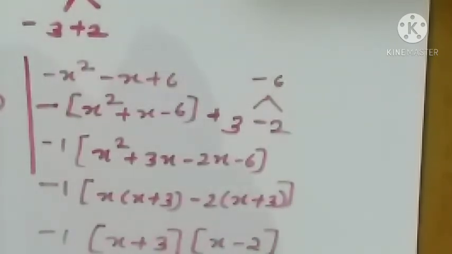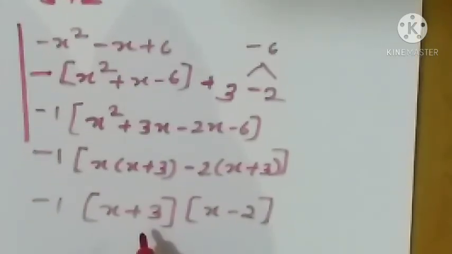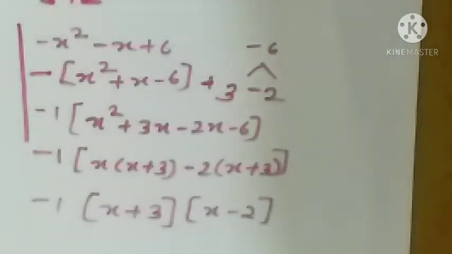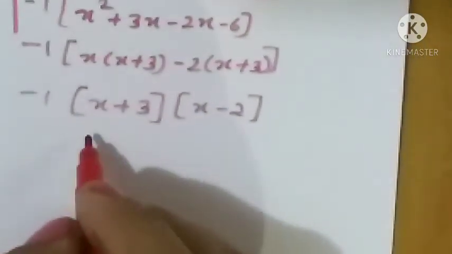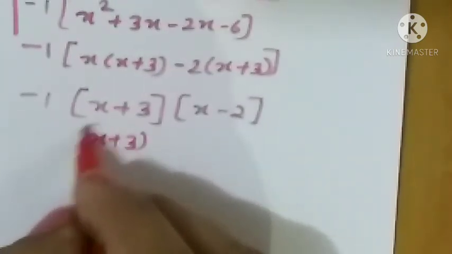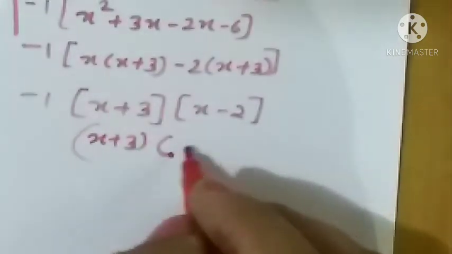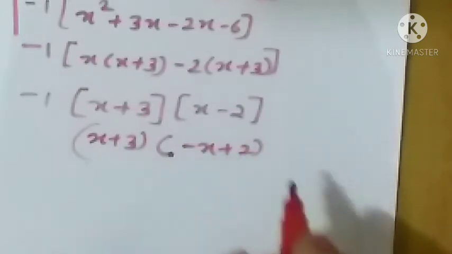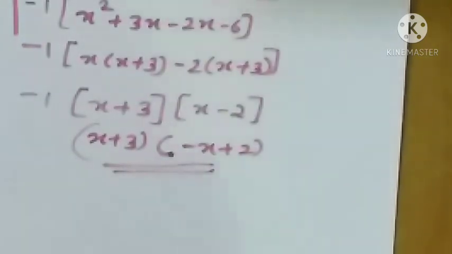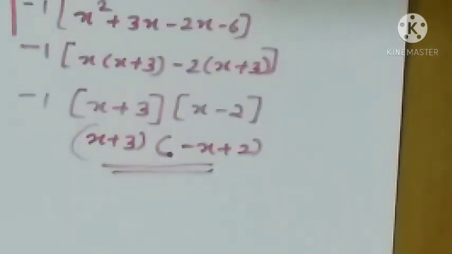Now this minus 1 I can apply to any one of the brackets. If you want to apply it here, it is minus x minus 3 that will come, or else I can apply it in the second bracket. So x plus 3 I am keeping the same, and minus x plus 2. That is same as our previous answer. So any method you can use which is comfortable for you, that also you can do.